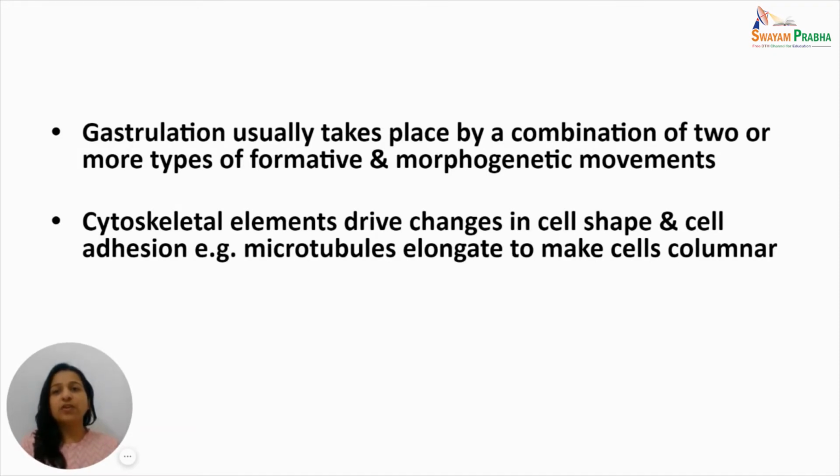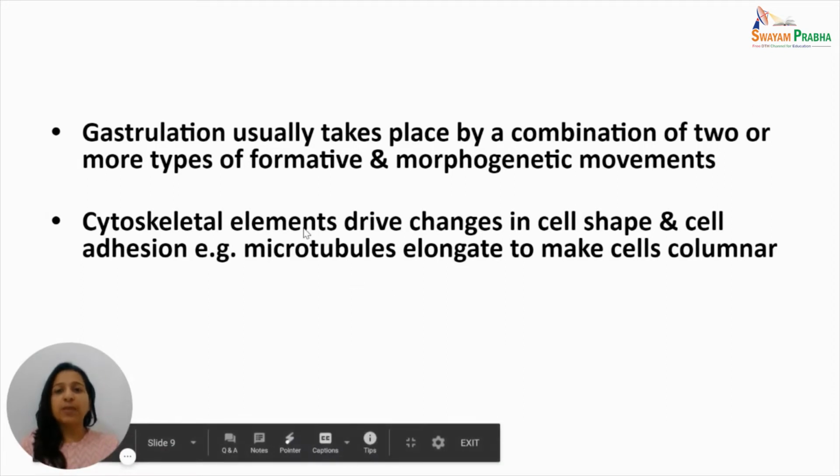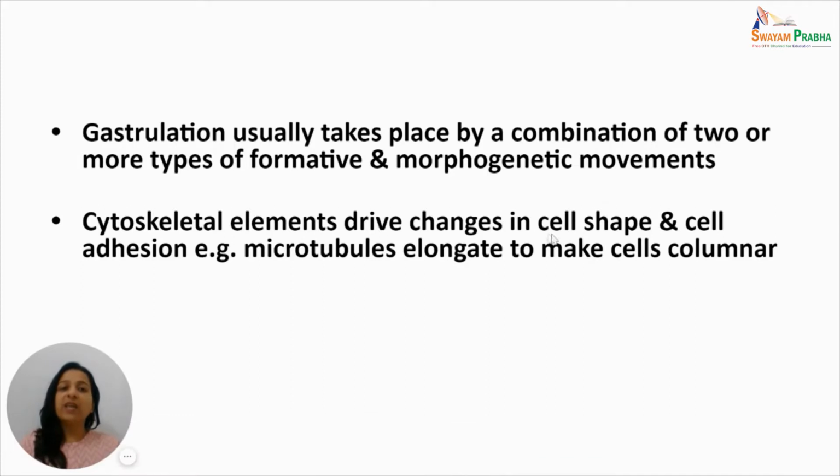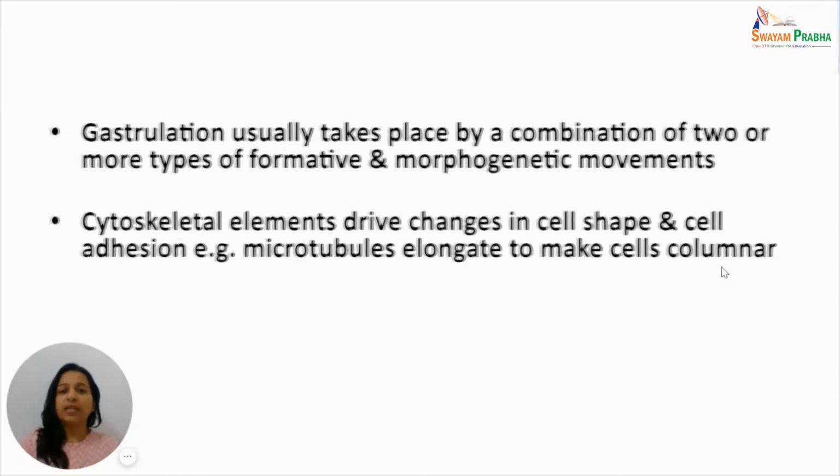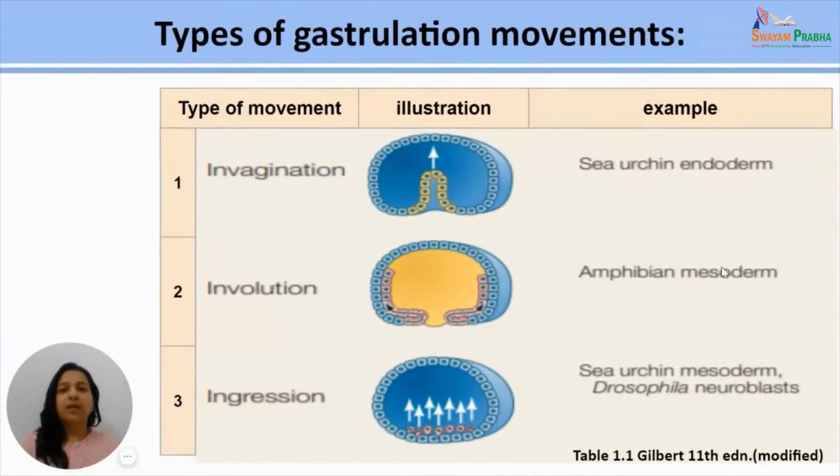And during gastrulation, cytoskeletal elements play an important role. They drive certain changes which help in cell shape change and cell adhesion changes. For example, microtubules generally elongate, which makes the cells columnar during gastrulation. Now, what are the various types of gastrulation movements that happen during gastrula formation? The first type is invagination.